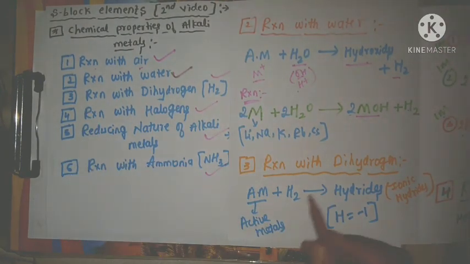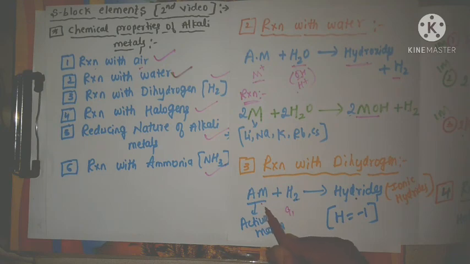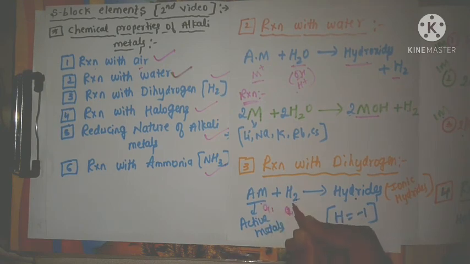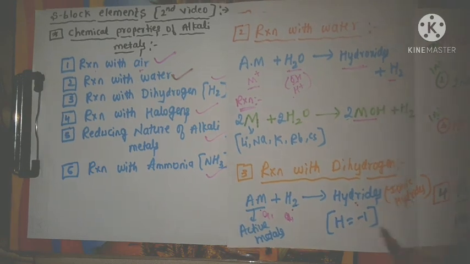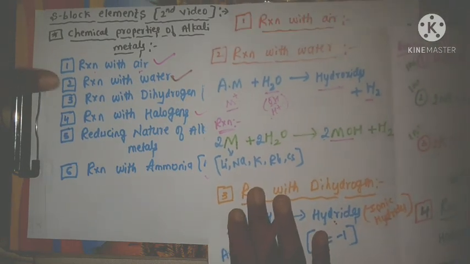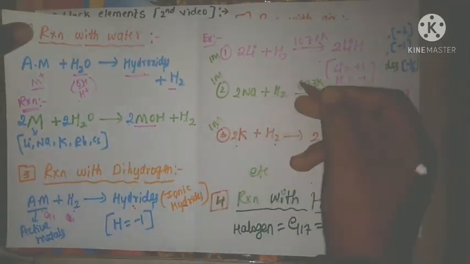Third one is reaction with dihydrogen. When alkali metals react with dihydrogen, they form hydrides. When group 1 elements react with dihydrogen they form hydrides, which are ionic in nature, or ionic hydrides. Here the oxidation state of hydrogen is -1, that was already discussed. Here I wrote a few examples.